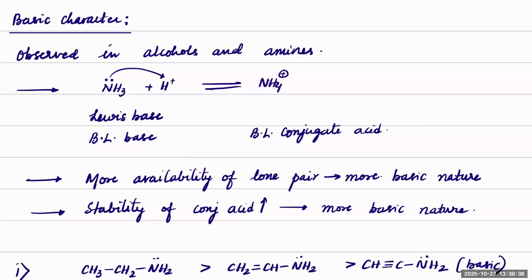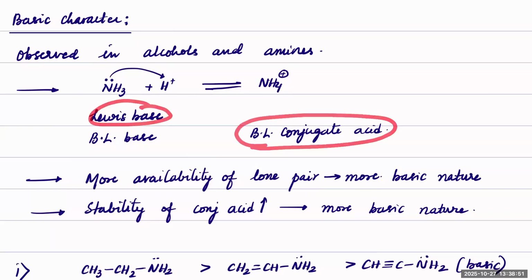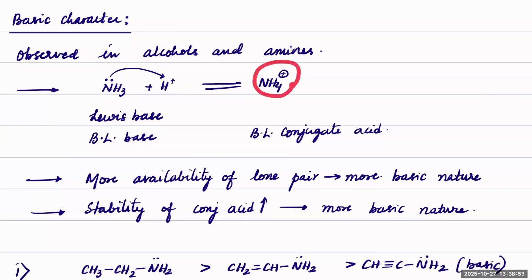Basic character is mainly observed in alcohols and amines. Amines, if they take H plus and convert into a conjugate acid, then you can see this is a Lewis base and this is its conjugate acid. And if the conjugate acid is more stable, that means the base is more basic in nature. So you can see more availability of lone pair means more basic, or stability of the conjugate acid also means more basic in nature.